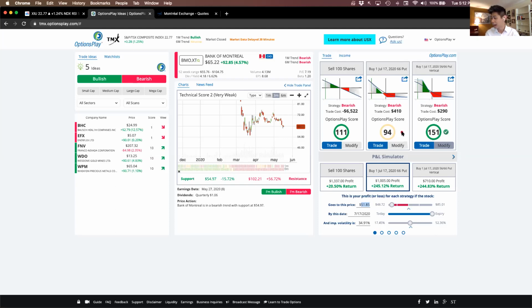That's why it has an options play score of 151. Is it possible that it will underperform? Absolutely. But the chance of that happening, very slim. And even if it does, it's still not a bad result to have a strategy that is capped. And if you reach that cap reward, again, not a bad result.